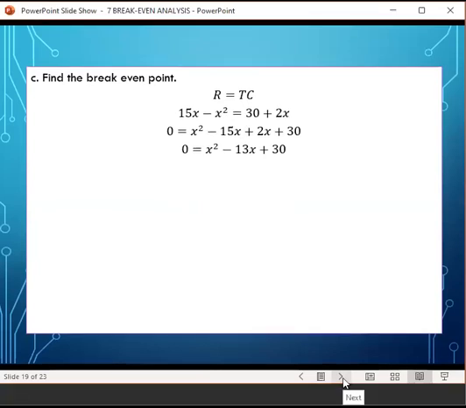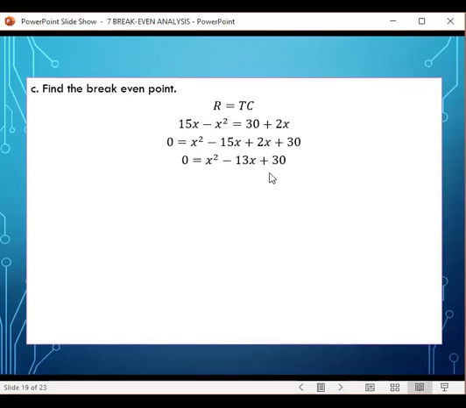Because what we want is the break-even point, of course, there should be the value of x. We need to identify the value of x. So to do that, this is a trinomial. We need to factor it out. So the factors of x squared minus 13x plus 30 is x minus 10 and x minus 3. So these are the factors of this trinomial. Calculating for x, you get x is equal to 10 or x is equal to 3.